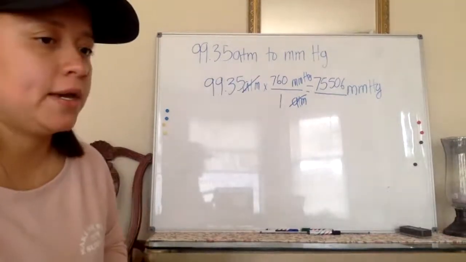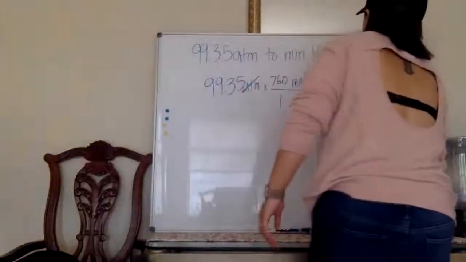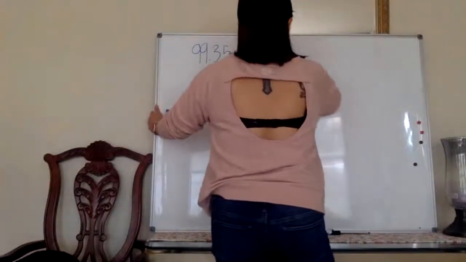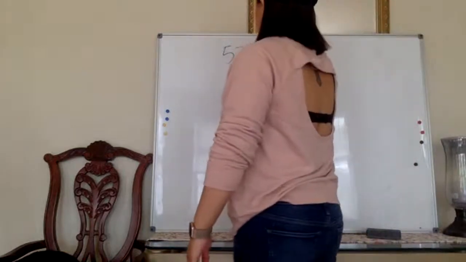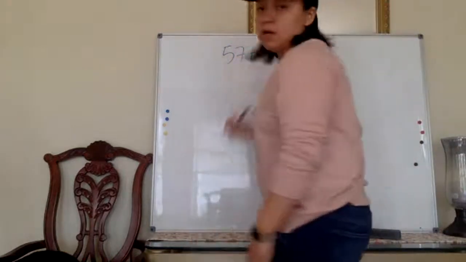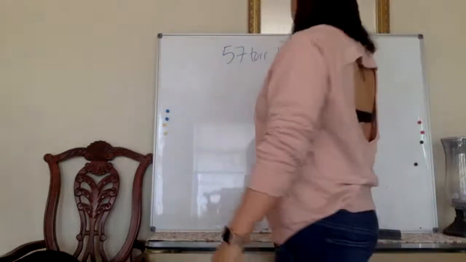Okay, number 2. Yeah, Maya, I can do number 2. Let me do number 2. So we go back to number 2. Okay, number 2 says convert 57 torr to millimeters of mercury.